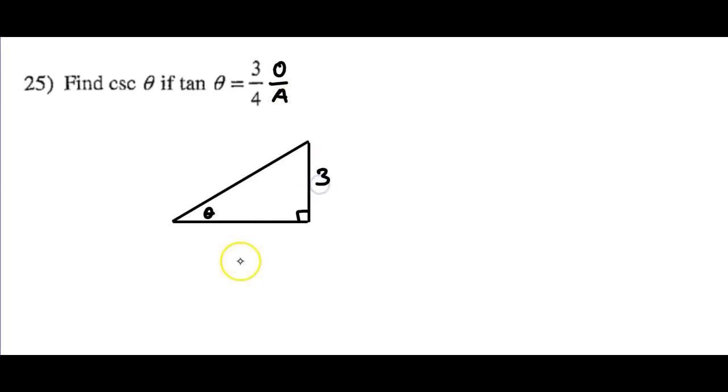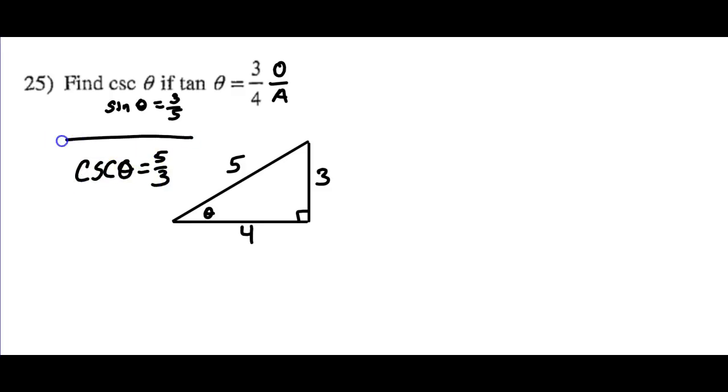So this side would be 3, this would be 4. Not necessarily that that's the side length, but the ratio of this side to this side is 3 over 4. So using the Pythagorean theorem, we can figure out what the hypotenuse would be, and that comes out to be 5. When I see cosecant, I think, oh, the reciprocal is sine of theta. So what's the sine of theta right here? The sine is opposite over hypotenuse, or 3/5.